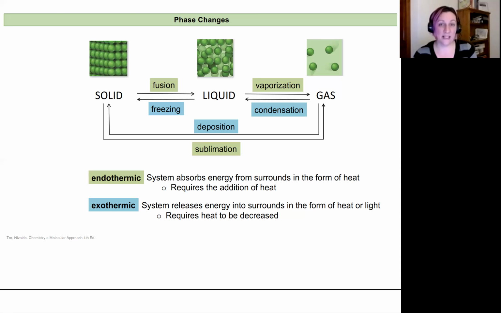So here are our phase transitions. In the next set of lectures, we're going to focus on intermolecular forces and then apply that knowledge to these phase transitions where we have fusion or melting and vaporization or boiling that we'll be looking at along with other physical properties.